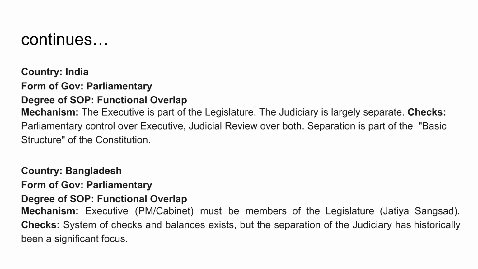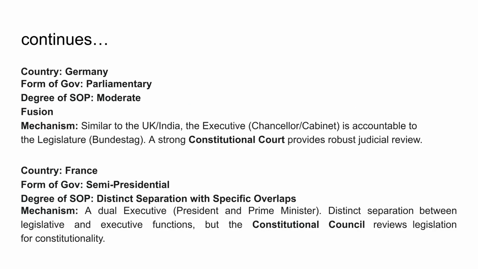In these countries, the executive is part of the legislature, though a system of checks and balances, including judicial review, is maintained. Germany employs a parliamentary, moderate fusion model, with a strong constitutional court. France operates under a semi-presidential system with distinct separation but specific overlaps, such as the Constitutional Council reviewing legislation.